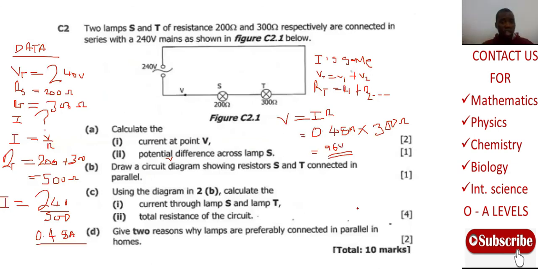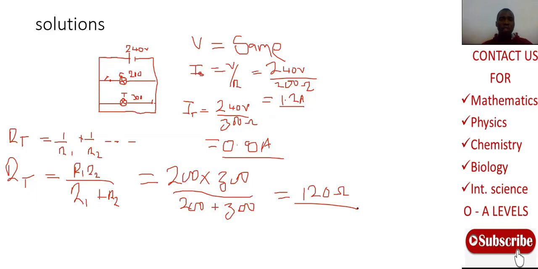Okay, so the question reads, give 2 reasons why lamps are preferably connected in parallel. The reasons are very simple here. Number one, damage caused in one bulb cannot affect the other bulb, unlike in the series. Number two, parallel circuits have independent switches.